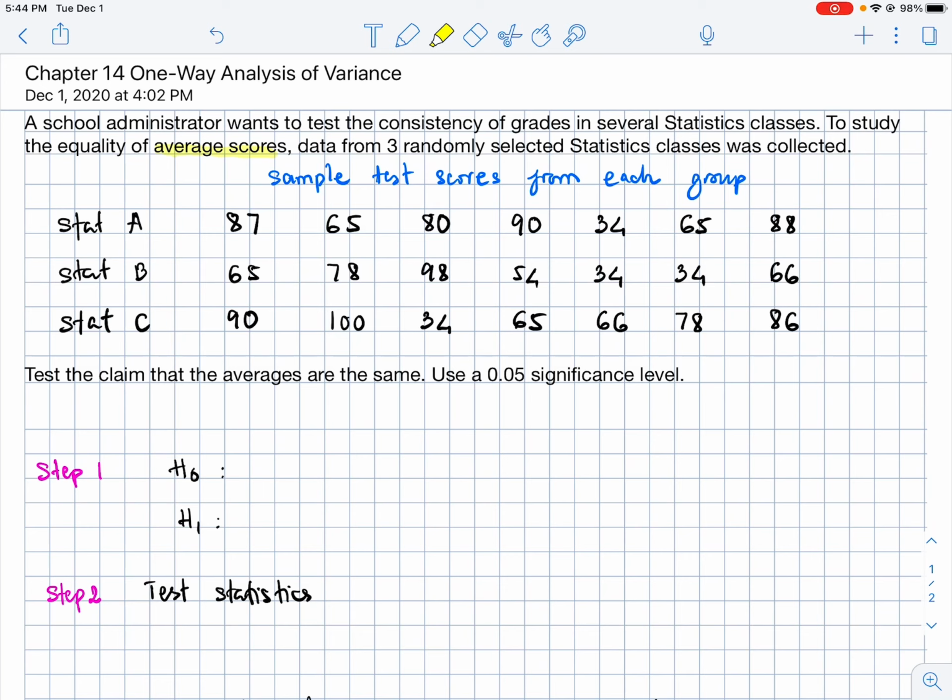So you can think that stat A, stat B, stat C are just like one class in the morning, one class in the afternoon, and one class in the evening. Or you can think A is the class taught with technology, B is the class taught with no technology, and C is the class that combines technology and manual teaching. So we want to determine if the average scores are the same or different, so that we can offer more classes in the morning, afternoon, or evening.